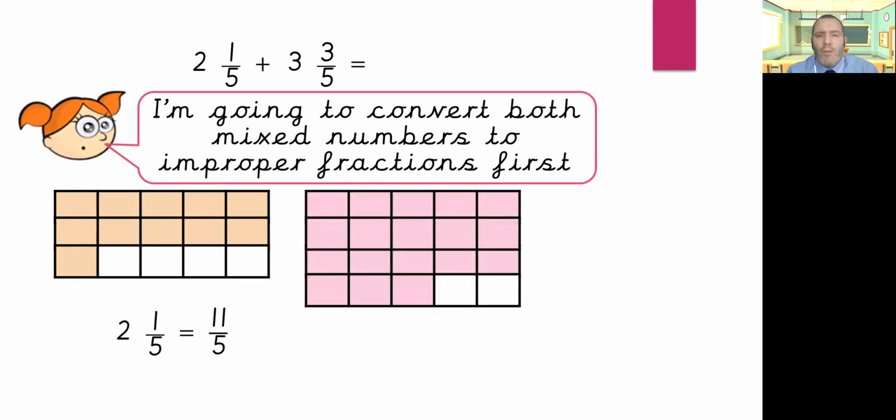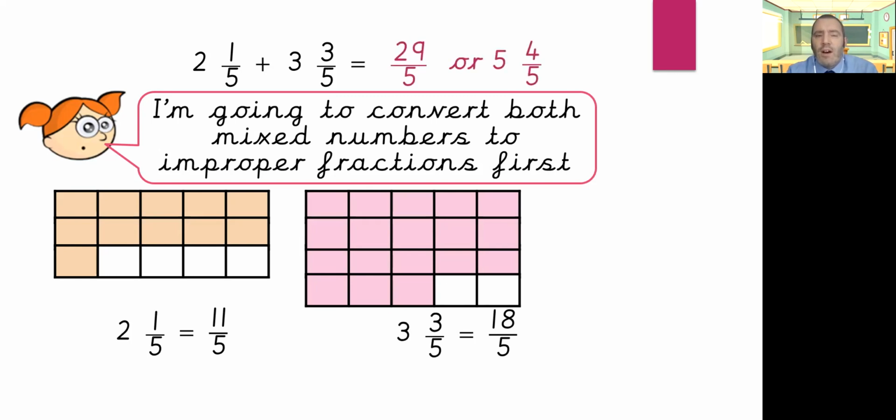For my other number, 3 3/5, I have 3 full rows. That's 3 lots of 5/5 and then 3/5 in the final row. So 3 lots of 5/5 plus 3/5 gives me 18/5. Now I can add these together nice and easily. I have got all the denominators to be the same. I can add my numerators exactly the same as we did yesterday.